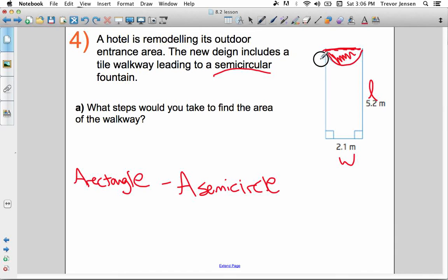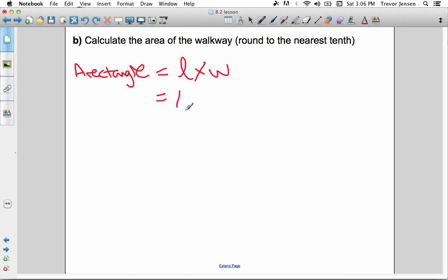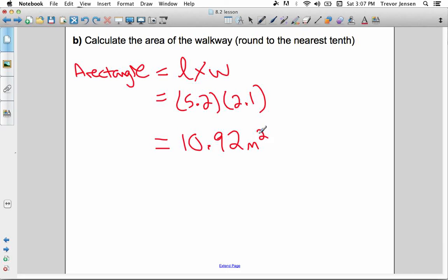So remember, first part, we're finding the area of this whole big rectangle, this whole thing. It gives me length and the width, 5.2 times 2.1. And then I'm going to find that product. It'll give me 10.92. And are we in meters? Yep, we're in meters. So 10.92 meters squared. Area is always in units squared.